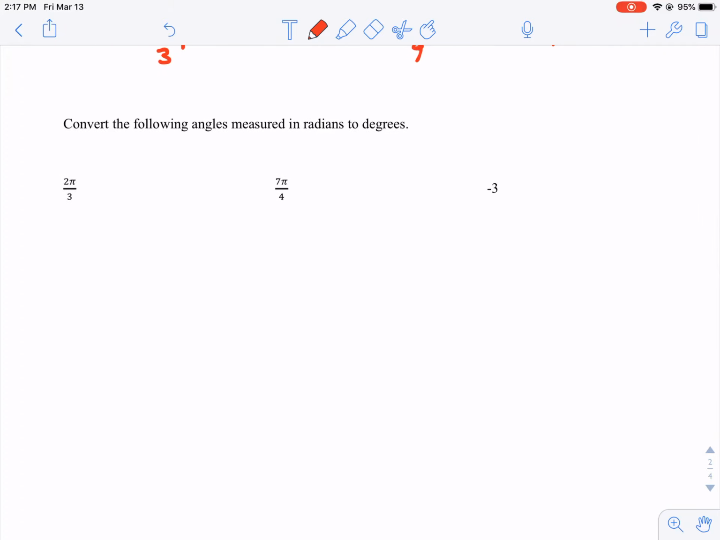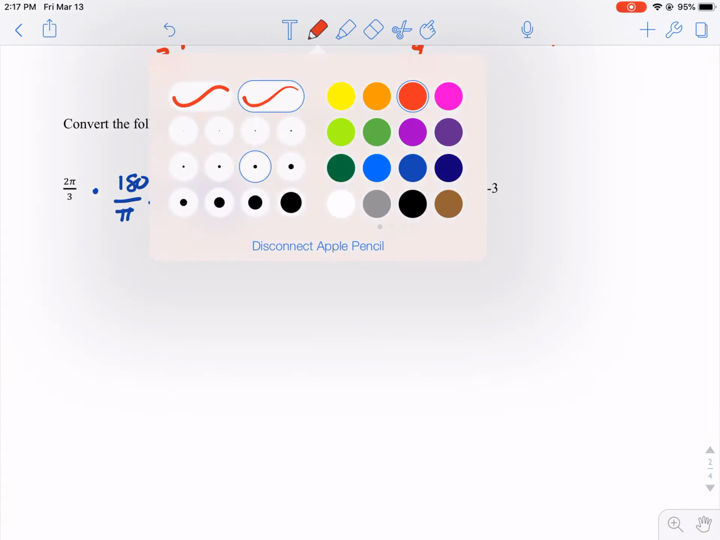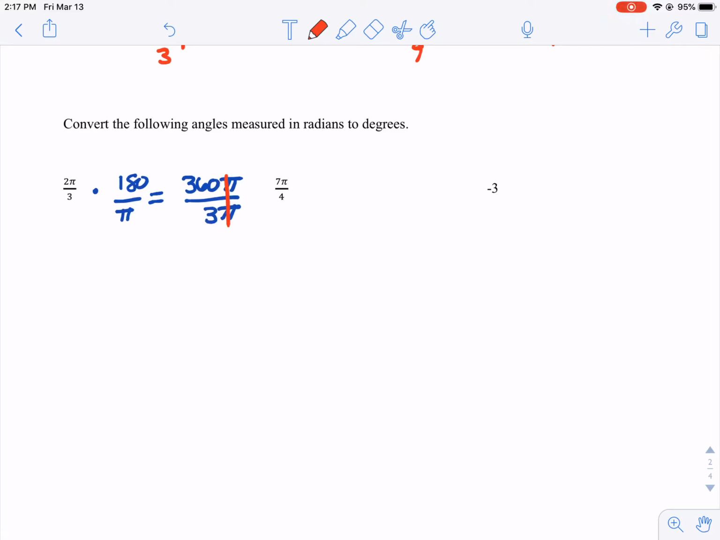Now we're going to take radians and change it back to degrees. So when you change them back to degrees, you multiply by 180 over pi. So on the top, I now have 360 pi over 3 pi. The pi's will cancel out, and 360 divided by 3 is 120 degrees. Make sure you put your degree symbol on it. Radians does not have a symbol or a label, it's just radians.